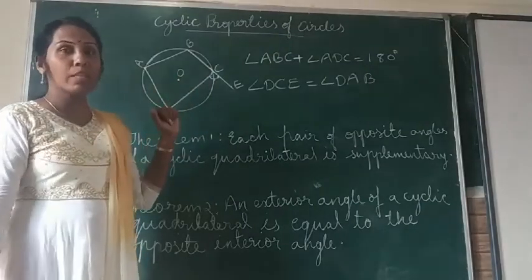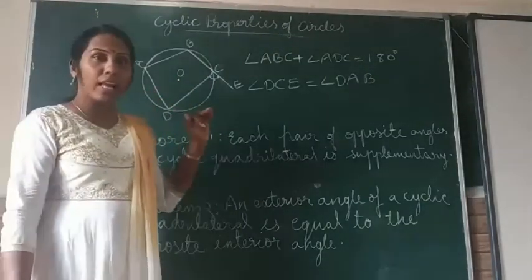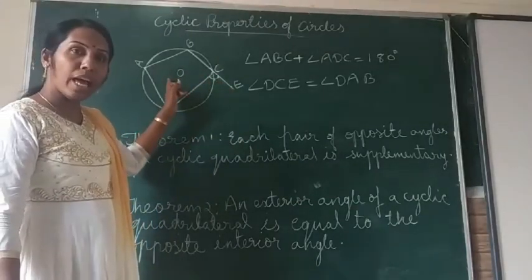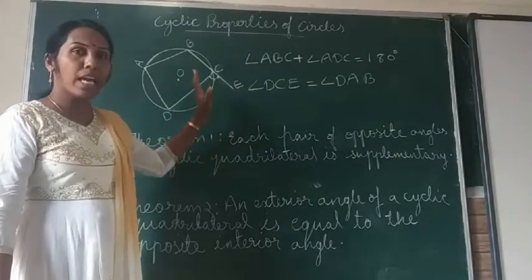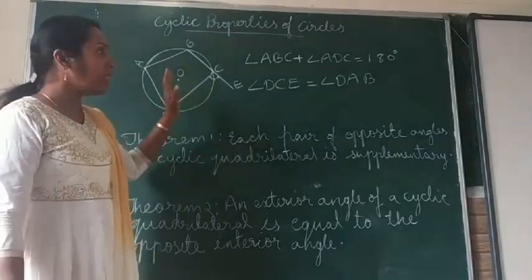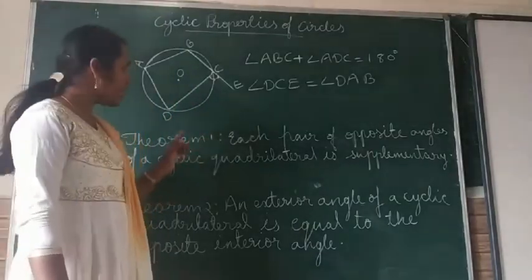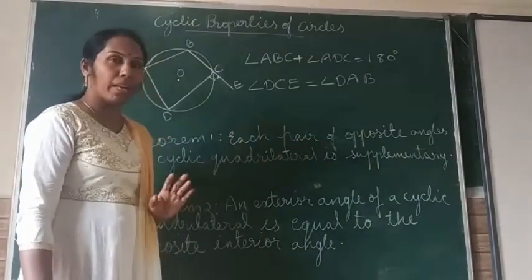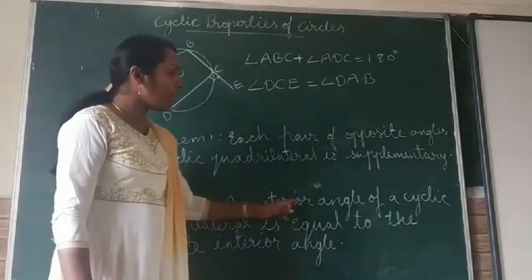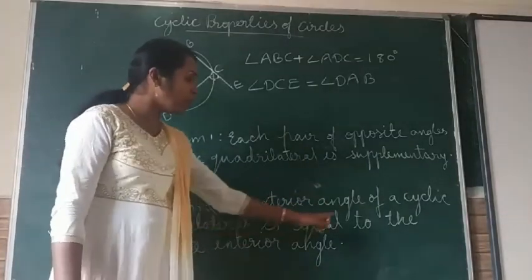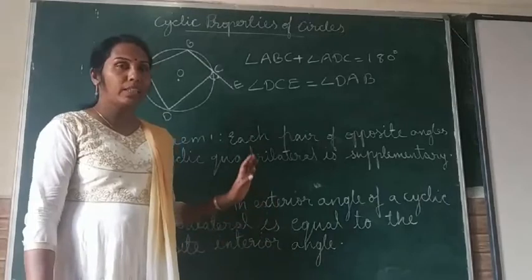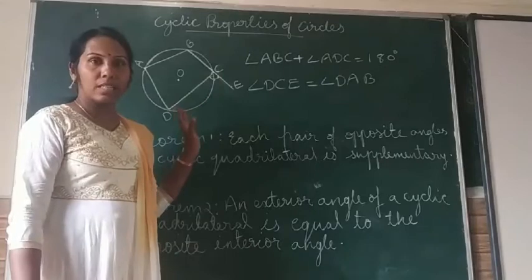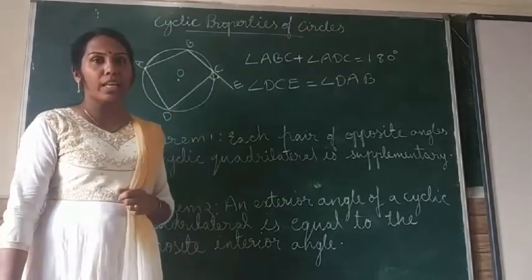The converse of this theorem is also true. If in a quadrilateral, one exterior angle is equal to the opposite interior angle, then that quadrilateral is a cyclic quadrilateral. So that is the converse of this theorem. That is also true. So let us revise. Theorem 1. Each pair of opposite angles of a cyclic quadrilateral is supplementary. Theorem 2. An exterior angle of a cyclic quadrilateral is equal to the opposite interior angle. These are the two theorems that tell us the cyclic properties of circles, or the properties of cyclic quadrilaterals.